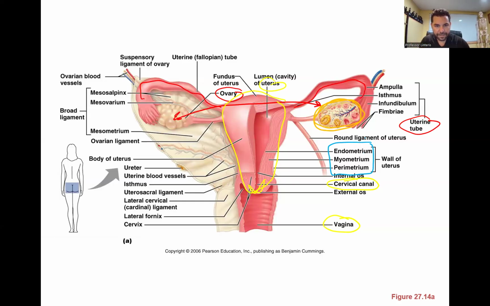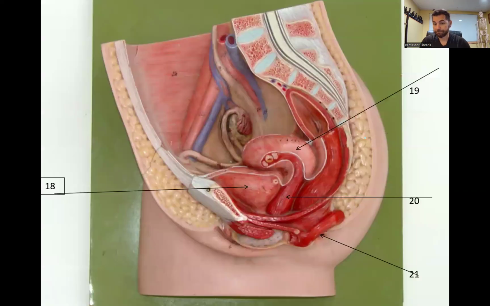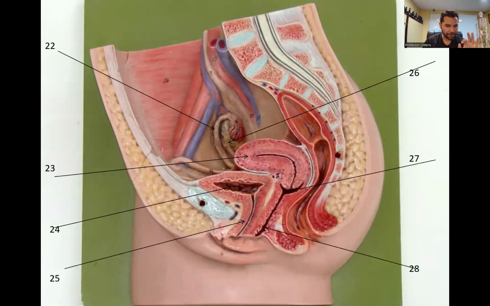Other than that, I think we pretty much covered all this, and we're good. So let's label it. Just like we saw with the male, you have the model with the cover on, and then we're going to take the cover off. In this situation, I prefer the cover off because it's a little bit easier to see these structures. So let's highlight what we know.